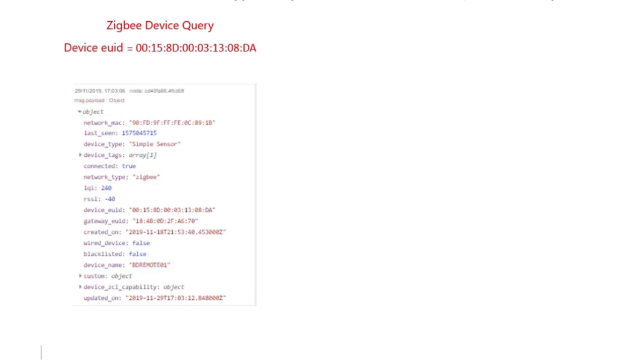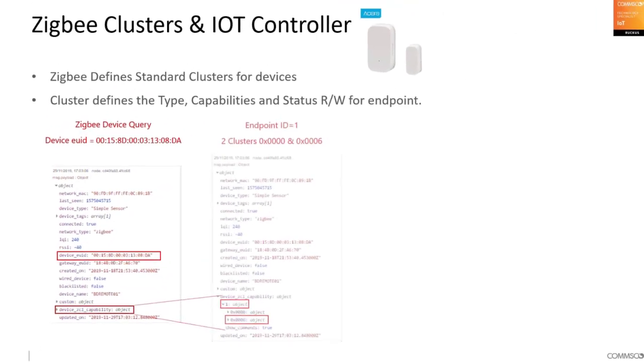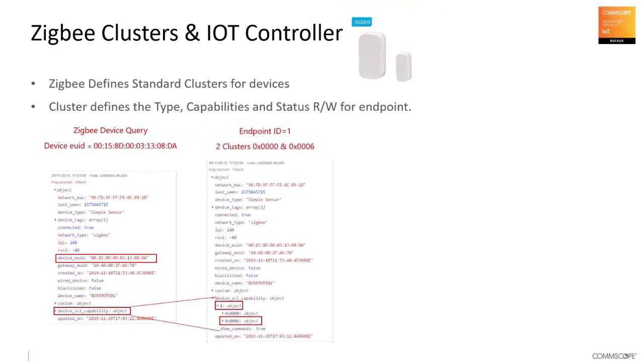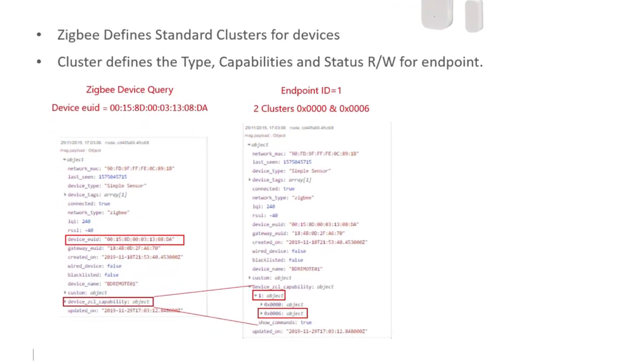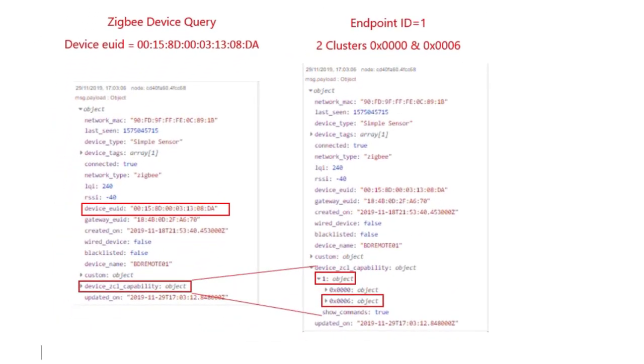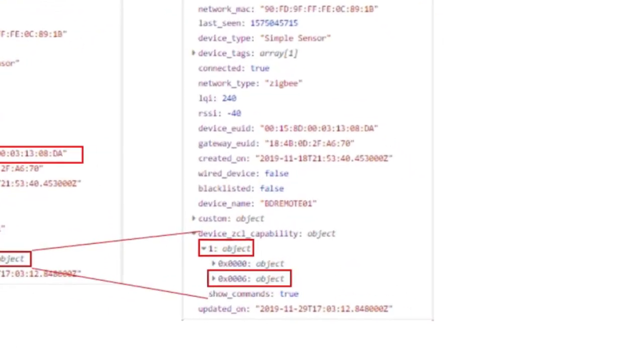The key thing, though, as we look at that, is obviously the device EUID, but also what we call the device Zigbee capability. This is where the information about that sensor is actually stored. So we can expand that out now and look in there, and we get two pieces of information. For this particular device, we get a value of 1, which is the endpoint ID for that particular device.